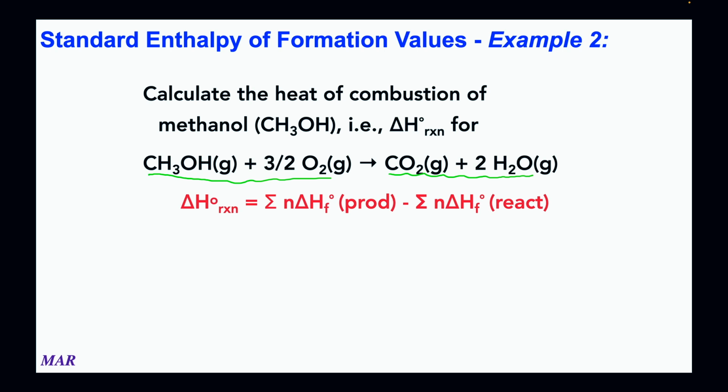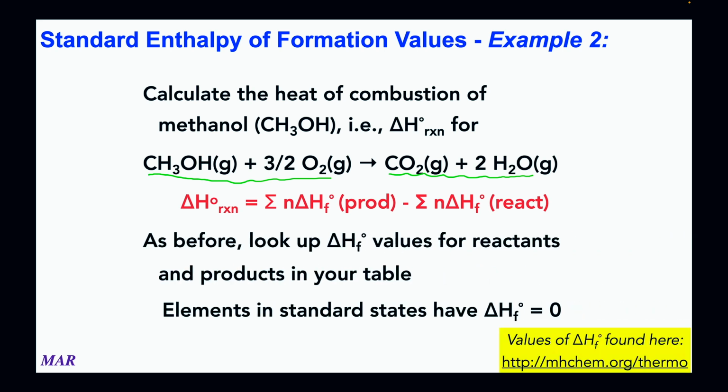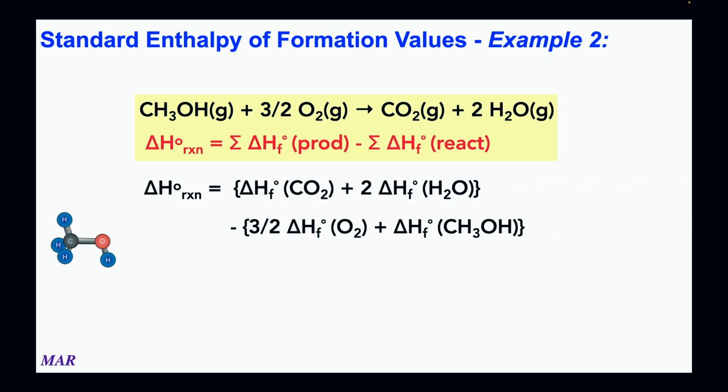Now, the other thing is that we have 3 halves O2, and if O2 had a value, you'd multiply it by 3 halves too. However, oxygen is an element in its standard state, and all the delta HF values for the elements in their standard state are 0. You can look it up if you don't believe me, but honestly, it is. So in this case, then, the water you'll multiply by 2. It helps to know that the O2 is a reactant in its standard state, so it's going to have a delta HF value of 0. So in this problem then, when you look up those values, here's the equation written out.